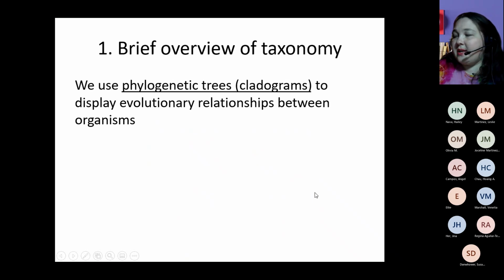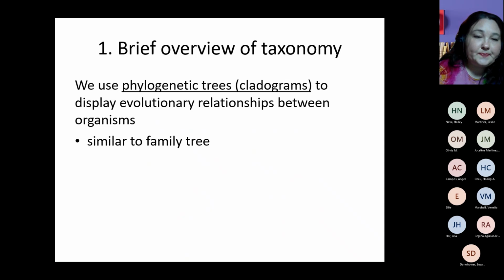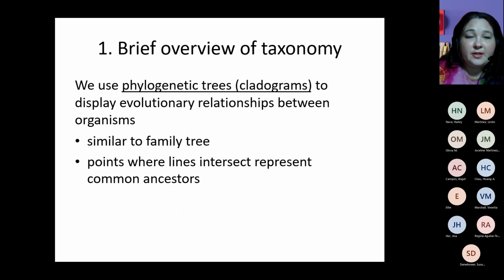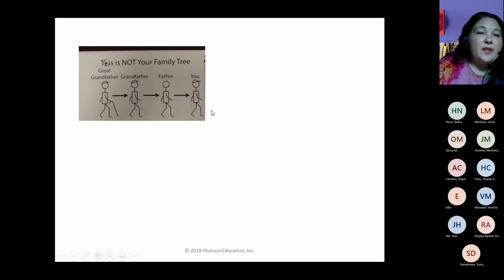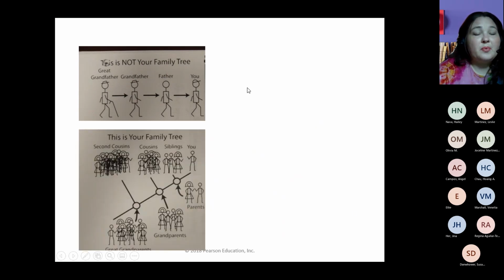And how do we draw these relationships? Well, we use phylogenetic trees to display them, much like a family tree. The points where the lines intersect represent common ancestors. Let's do an example. This is an accurate depiction of your family, but it is not a family tree. Your great-grandfather gave birth to your grandfather, who gave birth to your father, who gave birth to you. That's accurate, but it's incomplete. This is your family tree. We're starting at the bottom, as with any tree, with the oldest part.